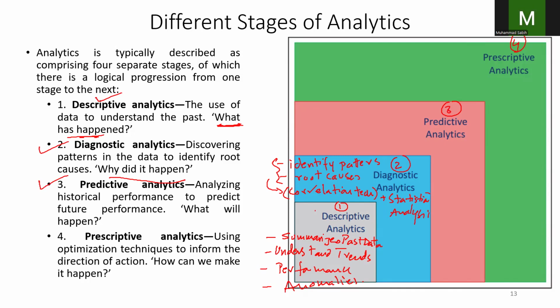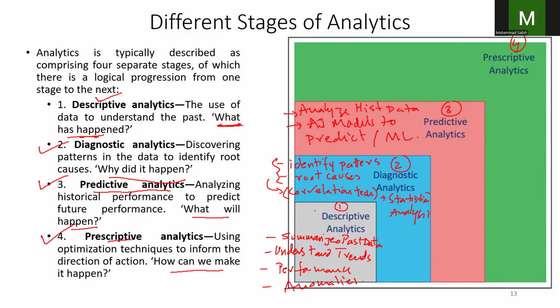Then comes the third, predictive analytics. In predictive analytics, we are looking to find out what will happen. So what we do is we try to again analyze the historical data, and we try to forecast future outcomes or the risks using the models. So it uses AI models to predict, using time series or machine learning models.